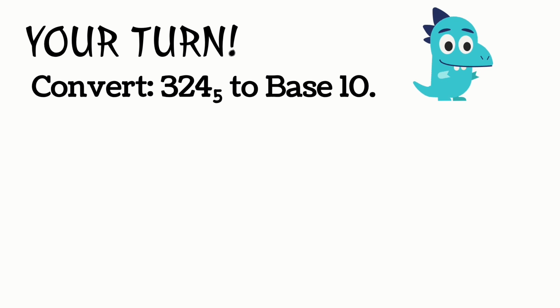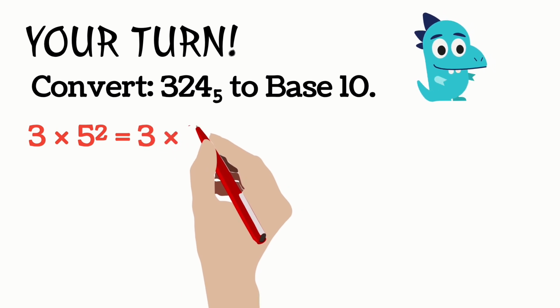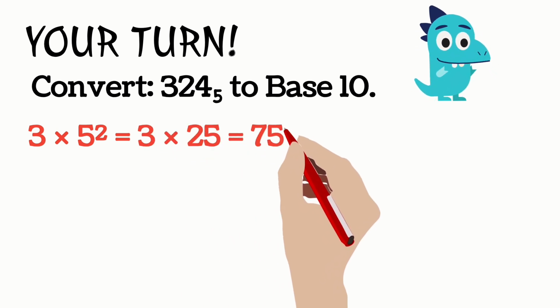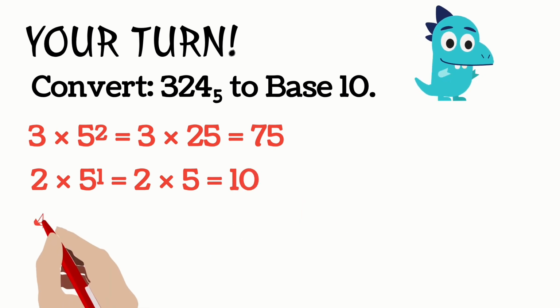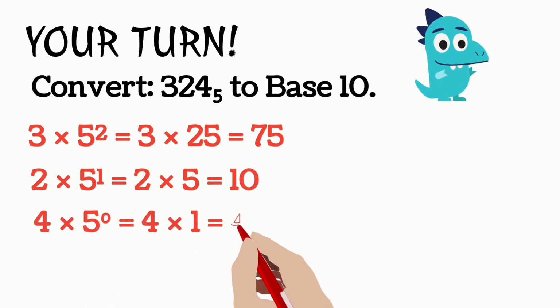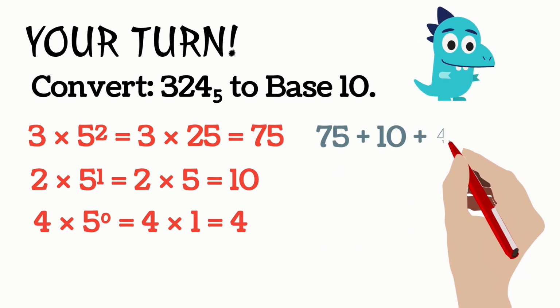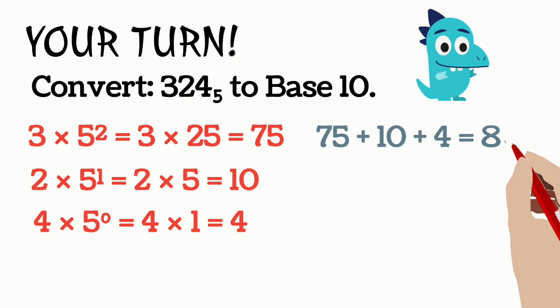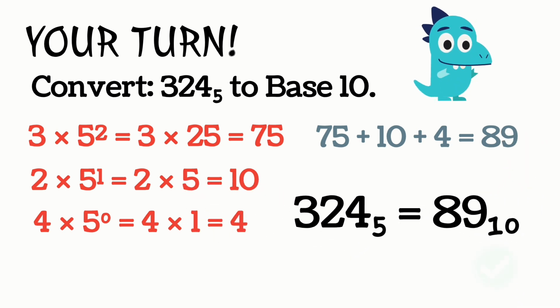Okay, so for the solution, we have 3 times 5 raised to power 2, which gives us 3 times 25 equals 75. 2 times 5 raised to power 1 equals 2 times 5, which gives us 10. 4 times 5 raised to power 0 equals 4 times 1, which gives us 4. So we'll sum up all the numbers. We have 75 plus 10 plus 4, which gives us 89. So our answer is 324 base 5 equals 89 base 10.